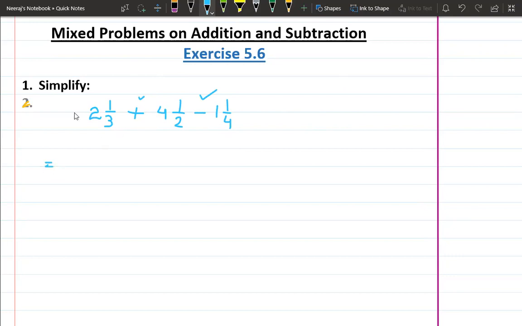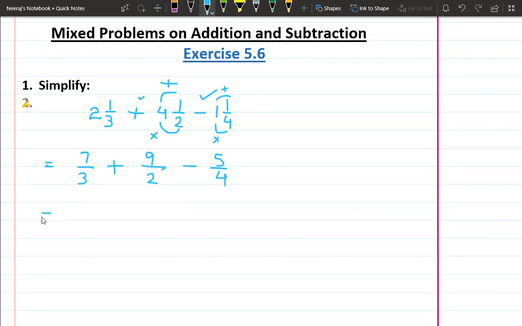For this, we have to convert the mixed numbers into improper fractions. That we know very well how to convert. We write 3 2s are 6 plus 1 is 7 by 3. After that, you write 2 into 4 and plus 1. 2 4s are 8 plus 1 is 9 by 2. And then you have to subtract. 4 1s are 4, then you add plus 1. 4 1s are 4 plus 1 is 5 by 4. There I have converted the mixed numbers into improper fractions, right?